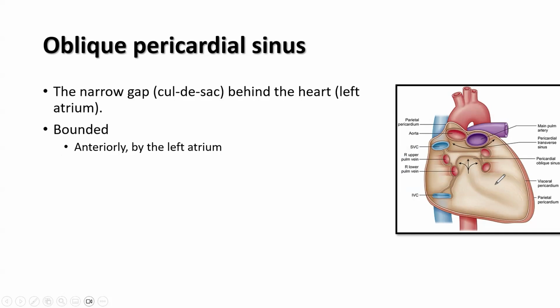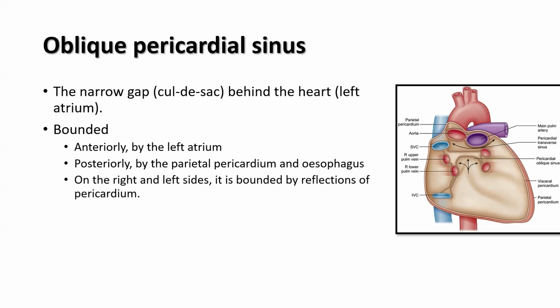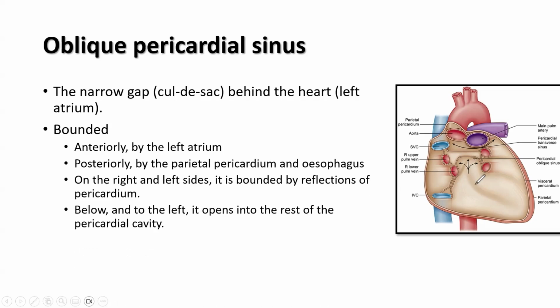Anteriorly, it is bounded by the left atrium because it is present behind the left atrium. So anteriorly, the left atrium will be present. Posteriorly, there will be the parietal pericardium, that is the parietal layer of serous pericardium, and the esophagus. On the right and left side, it is bounded by reflections of the pericardium. Below and to the left, the oblique pericardial sinus opens into the rest of the pericardial cavity.